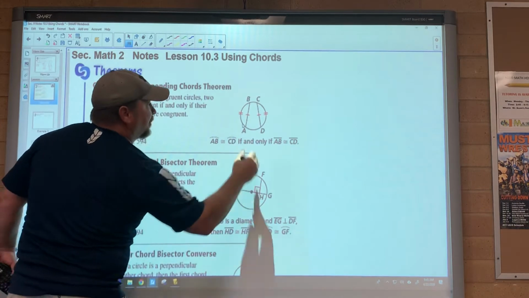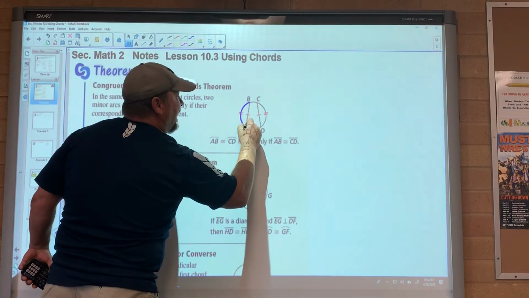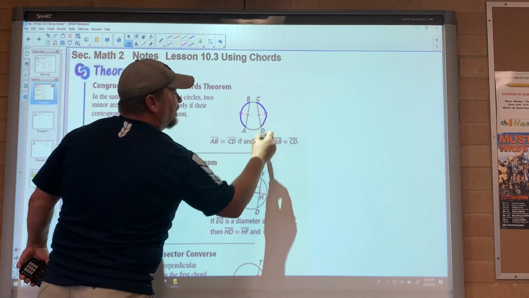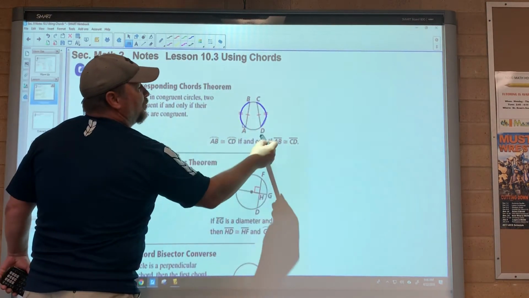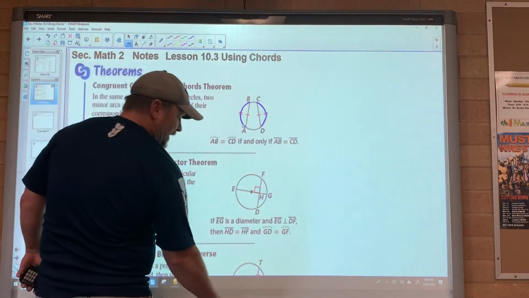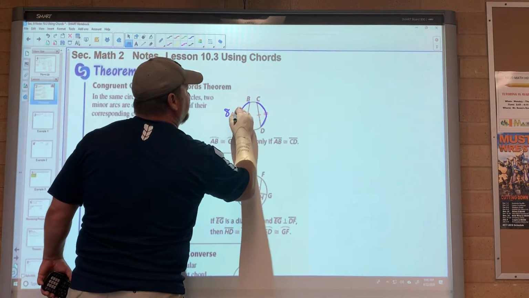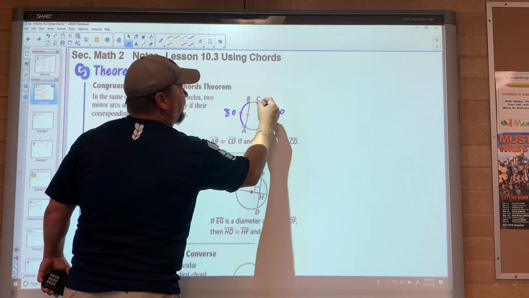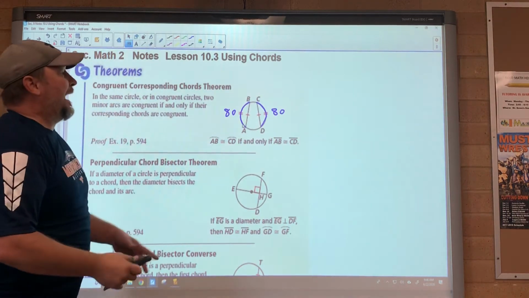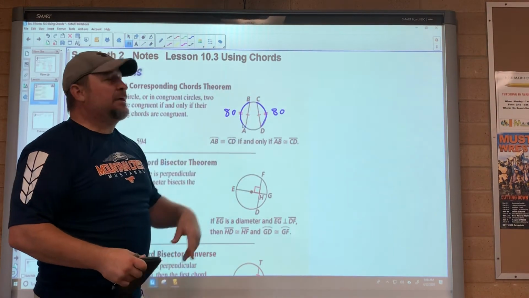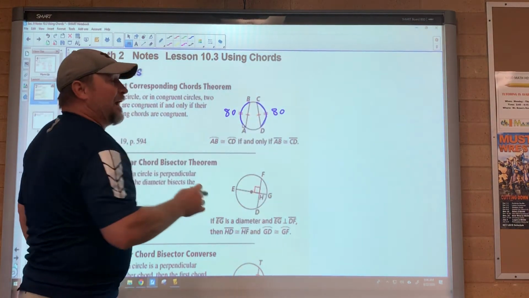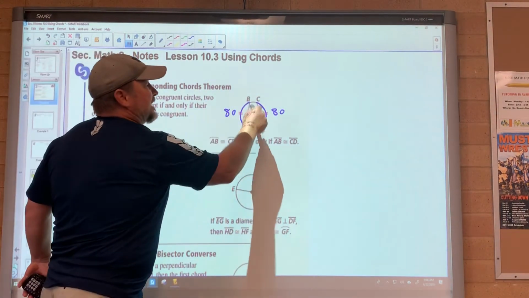So I'll do it in blue right here. They're showing you that if that arc matches this arc, then the two chords would be congruent. And that's what they're trying to show you. So if they gave you numbers, if this was 80 and this was 80 as far as the chord went, then AB and CD would be congruent. Now, they're not necessarily 80, but they would be the exact same length.